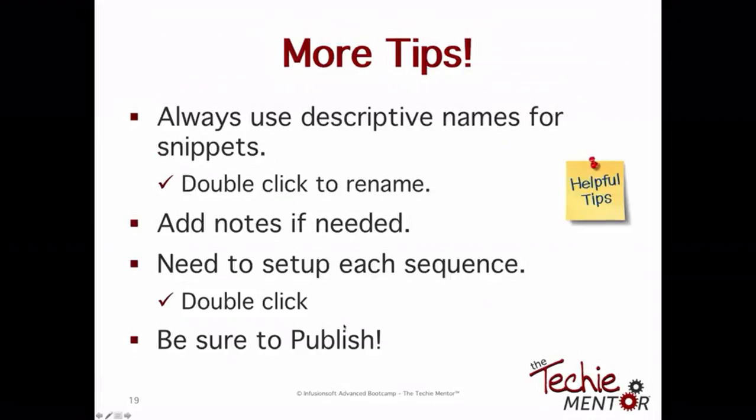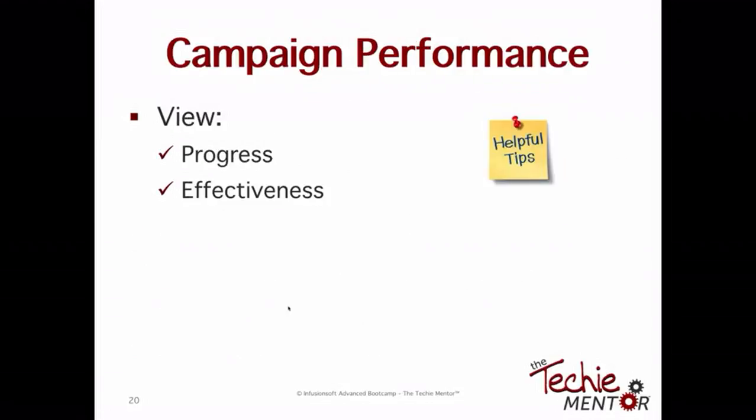And then I showed you the campaign performance, how you can actually look at the progress and the effectiveness of your campaign. If your campaign isn't working correctly, then you may want to see how your goals are set up, because remember, the goals are what determine how somebody gets through the campaign sequence. So if your performance isn't doing what you need, you should really look at your goals.